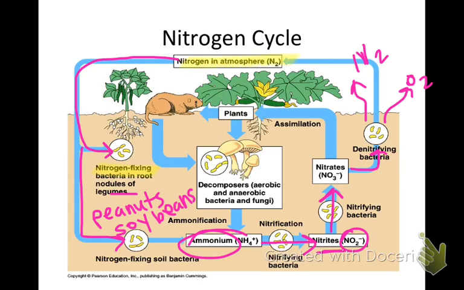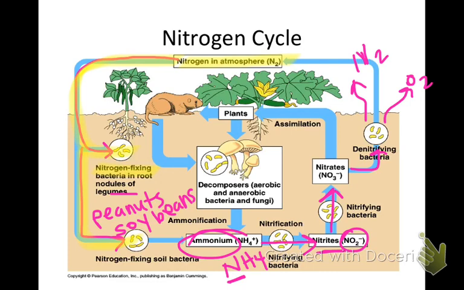So again, let's start this over just to make sure that you got this. Nitrogen is in the air, the atmosphere. It gets transferred into the soil. Nitrogen-fixing bacteria that live on the roots of legumes like peanuts and soybeans take that nitrogen and turn it into ammonia, which is NH4. Write it really big. Still got nitrogen on there. It's just got some hydrogens with it.